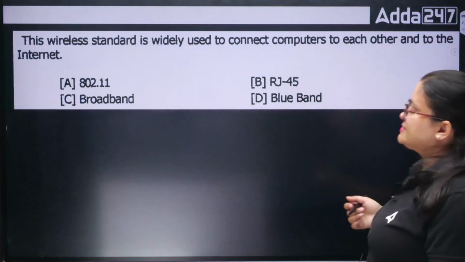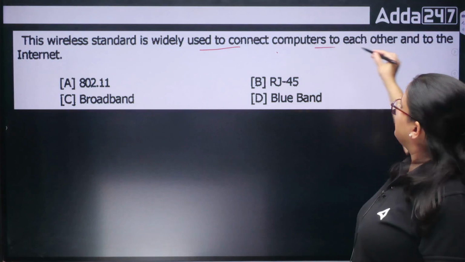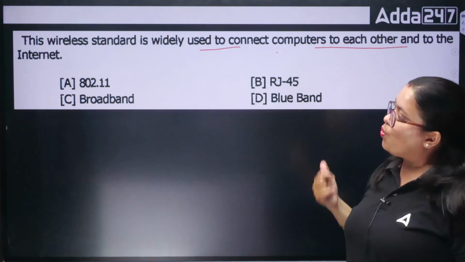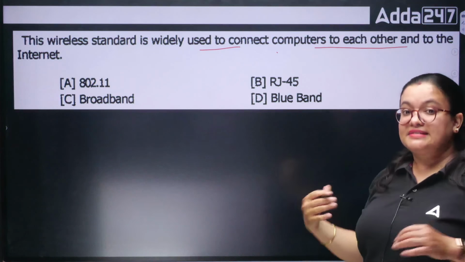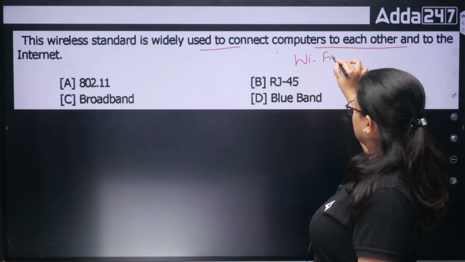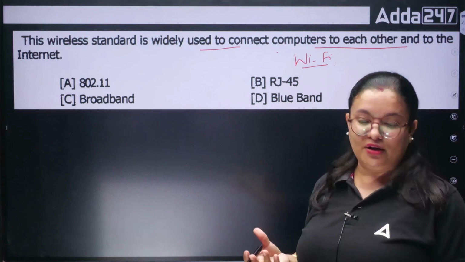Next, the wireless standard. This wireless standard is widely used to connect computers to each other and to the internet. When we talk about wireless standard, we are talking about a Wi-Fi connection, right? There is another word that is used to define Wi-Fi.